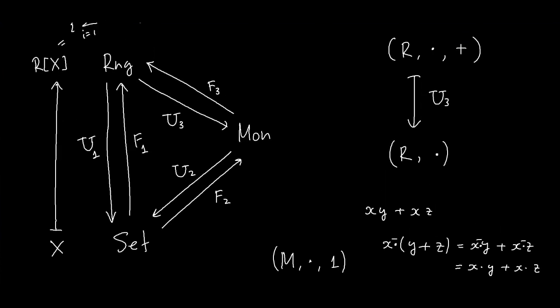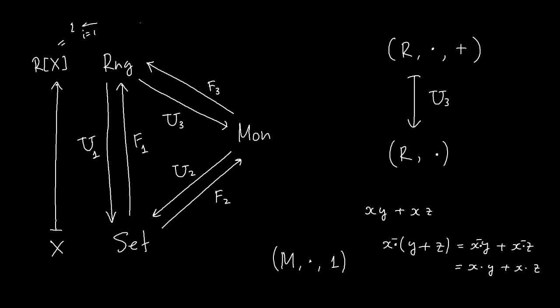So it's a free construction, but only partially free, because we are keeping the monoid structure. We're not adding the monoid structure. We're only adding the additive group structure. Does that make sense, Alexander? Yeah, it seems very natural.